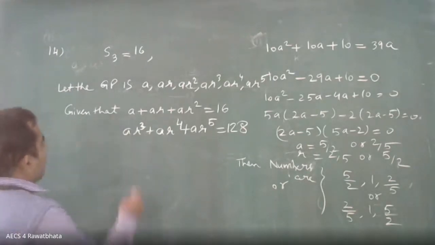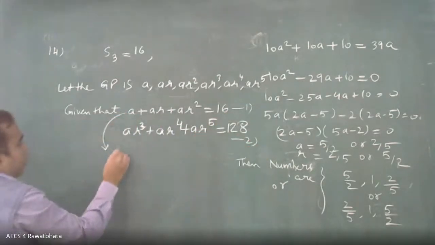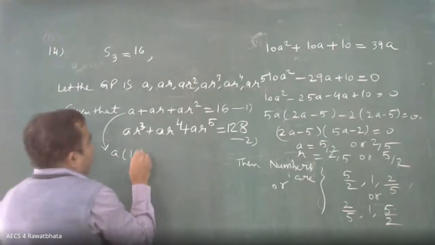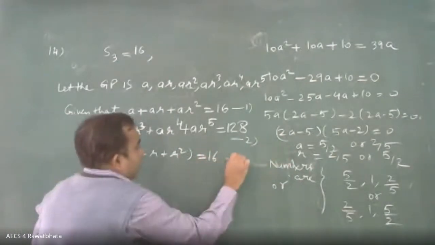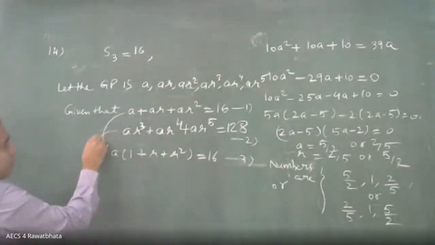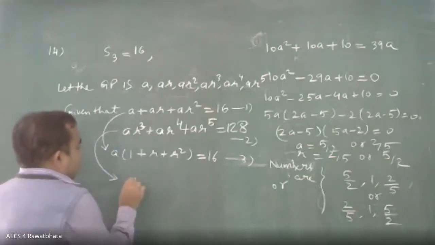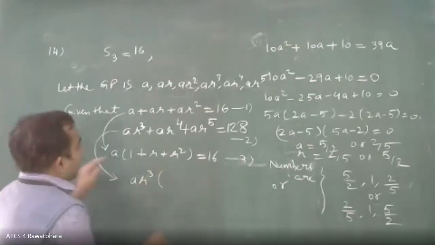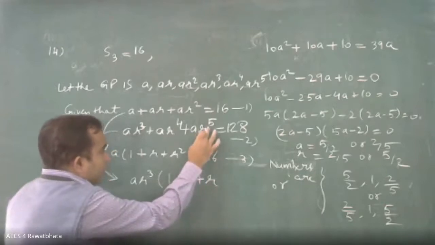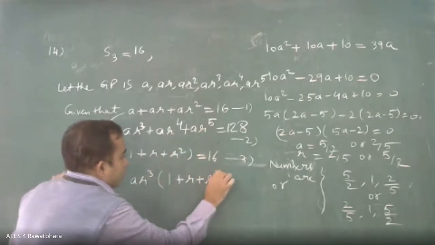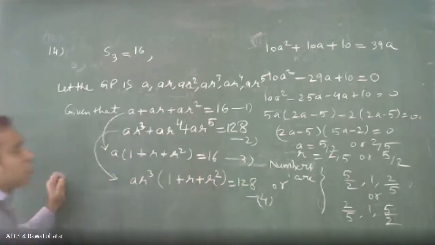I'm going to take common. Let it be 1, let it be 2. So from 1, I'll take common and it will become A into 1 plus R square equal to 16. Let it be equation number 3. And from second one, what is the common available here? A R raised to power 3 into 1 plus R raised to power 5 minus 3, that is R square, equal to 128. Equation number 4. Students, how to solve equation number 3 and 4?